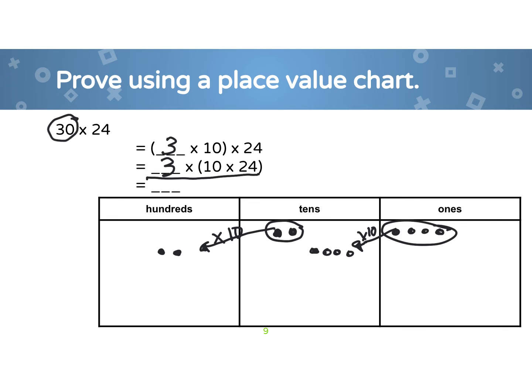Okay, so I put 24 on my place value chart, multiplied by 10, and I got 240. So I've completed this step, 10 times 24, but I have not multiplied it times 3. I have 2 hundreds here. I'm going to do that 3 times. Now I have 6 hundreds. I have 4 tens, and I'm going to do that 3 times. Oh, okay, so I might have to change some things.